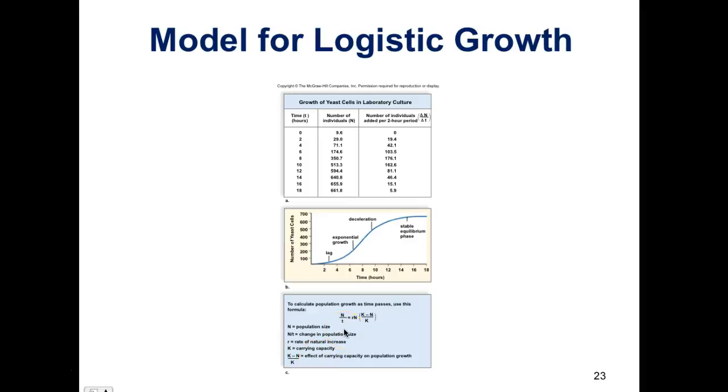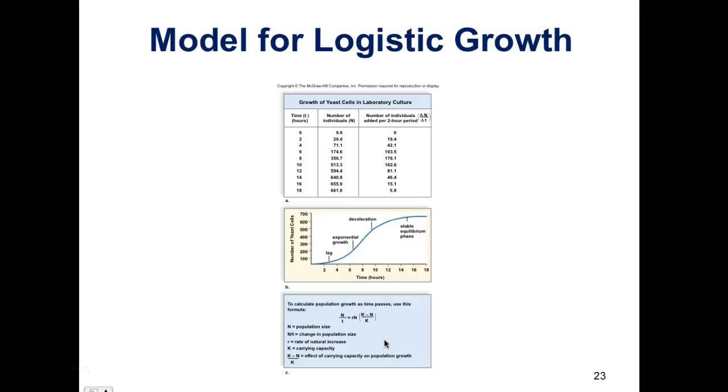To calculate the population growth as time passes, you could use dN/dt equals rN times what would be known as the effective carrying capacity on population growth. And the effective carrying capacity is (K minus N) over K. So K itself represents the carrying capacity itself. N is going to represent the population size, and r is equal to the rate of natural increase. And we'll look at that a little bit more.